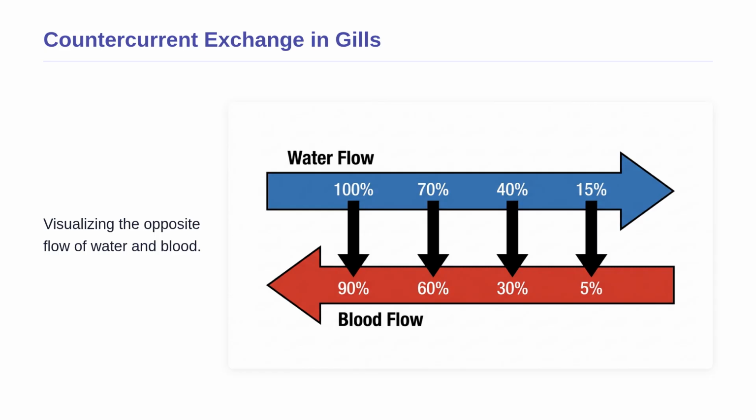The vertical black arrows show oxygen transferring from the water into the blood. Because the flows are opposite, the water always has a slightly higher oxygen concentration than the blood it meets, maintaining a gradient across the entire length of the gill. This is what makes gills the pinnacle of aquatic respiration.